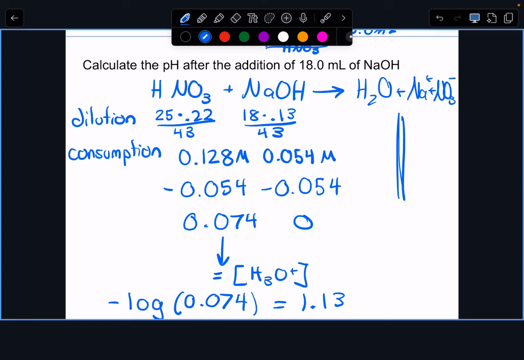So consumption step, you use up all of the smallest one so that there's no NaOH left over. How did I pick which one?